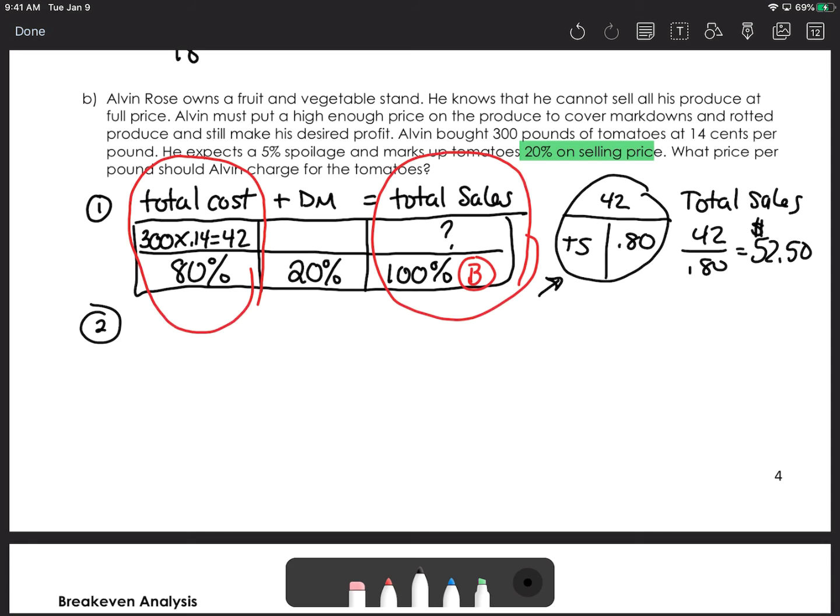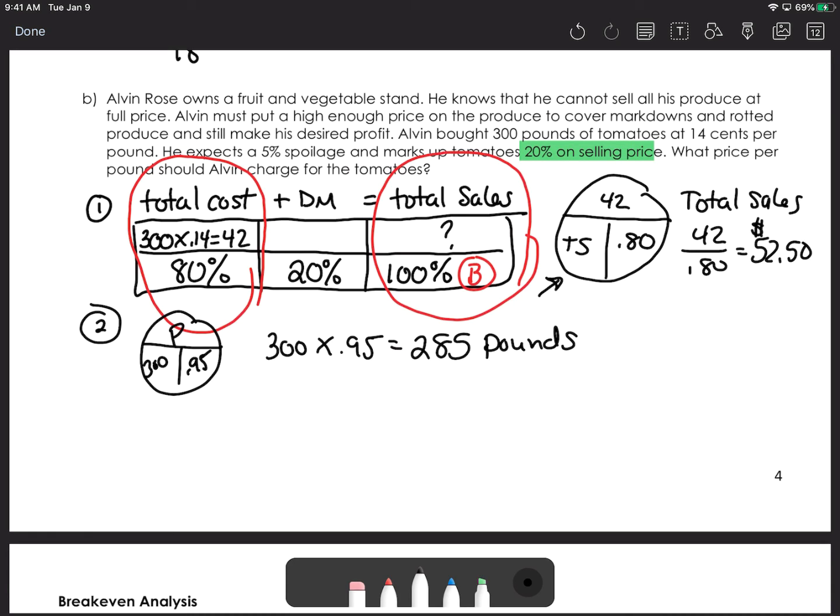Now, the second step is to figure out how much he expects to be able to sell. Based on previous knowledge or previous experience, he knows that probably about 5% is going to spoil. So, which means he expects to be able to sell about 95%. So, using my circle, I want to sell 95%, so my rate's going to be 0.95. My base is 300, and we're trying to figure out what part of that 300 is 95%. How much are we going to sell? So I'm going to take 300 times 0.95 to figure out how much of these tomatoes he's going to sell. So of the 300 pounds, he thinks he's going to be able to sell about 285 pounds.